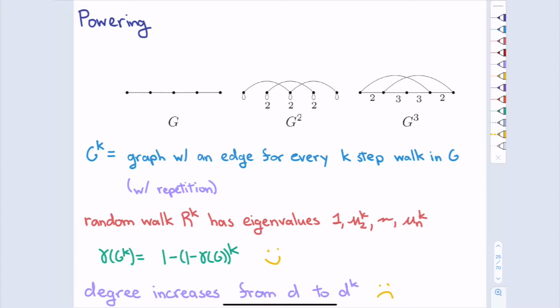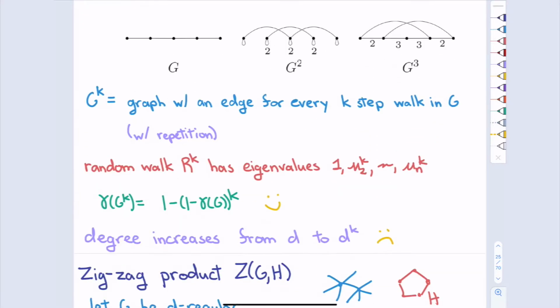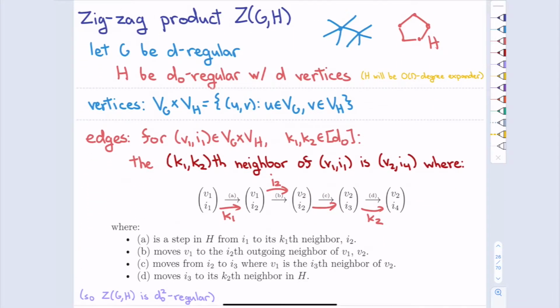But remember, we wanted a constant degree expander, and the problem was that the degree goes up, because now it's all the 2-step walks, 3-step walks, 4-step walks. So the degree goes up. So we had to balance that out with something that can reduce the degree. And that's when we had this crazy zigzag product thing.